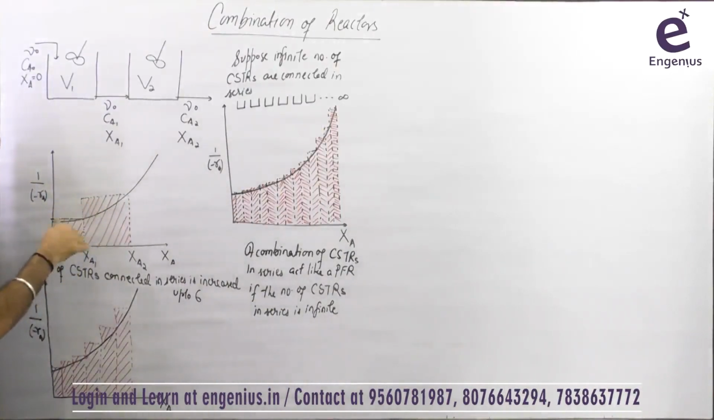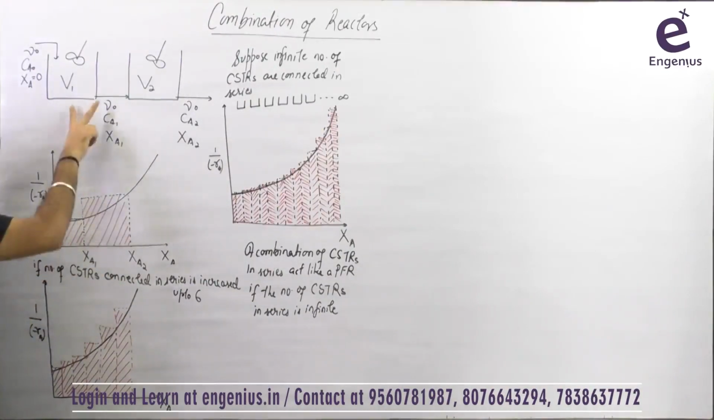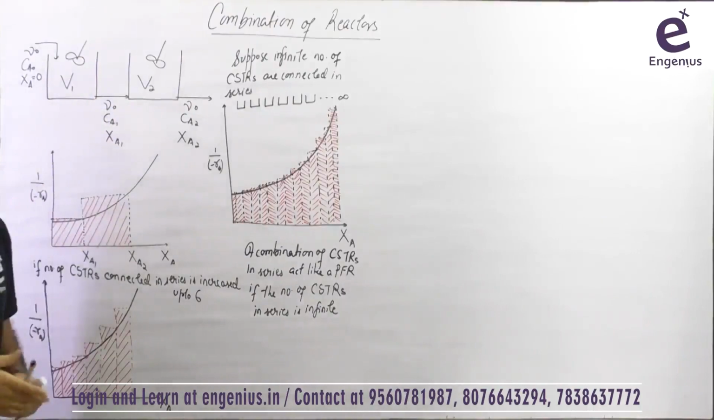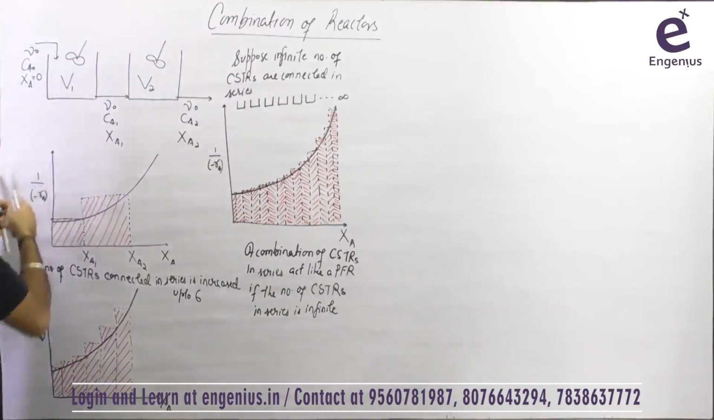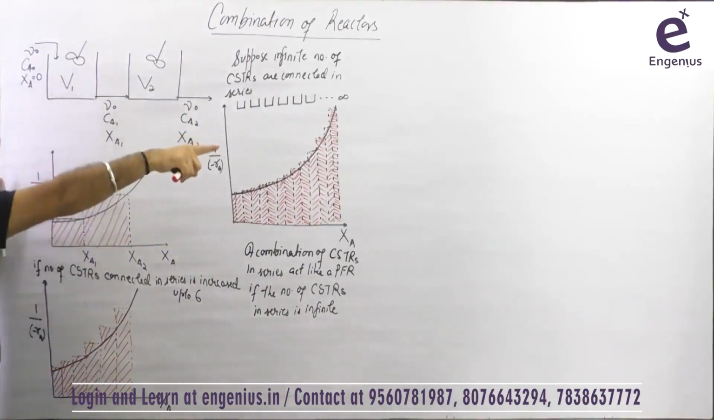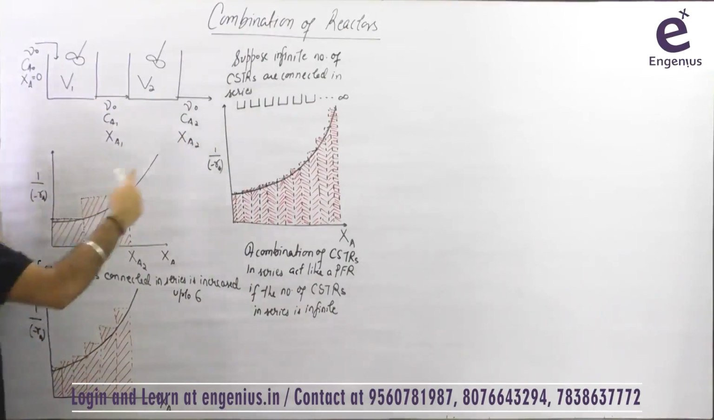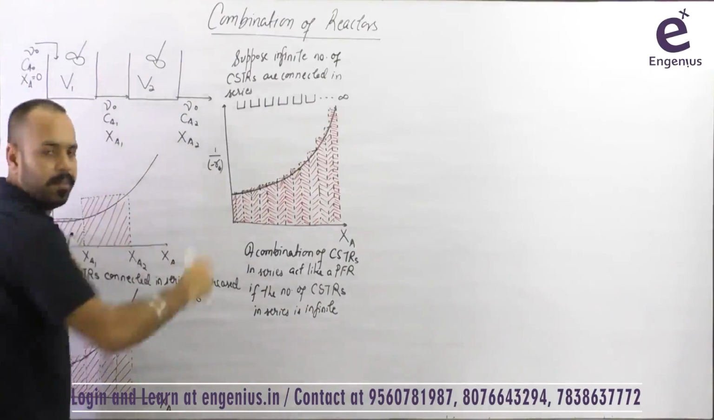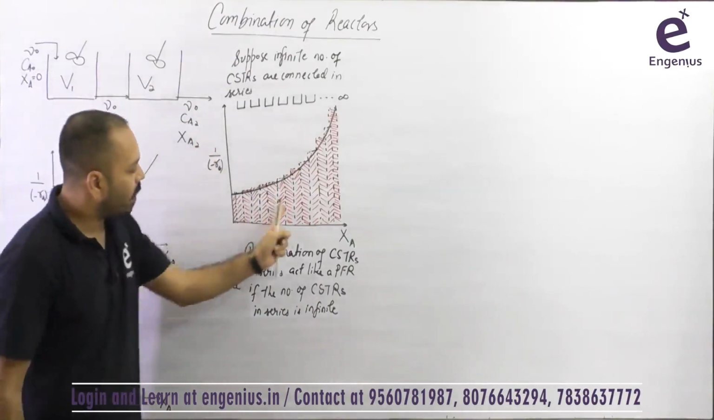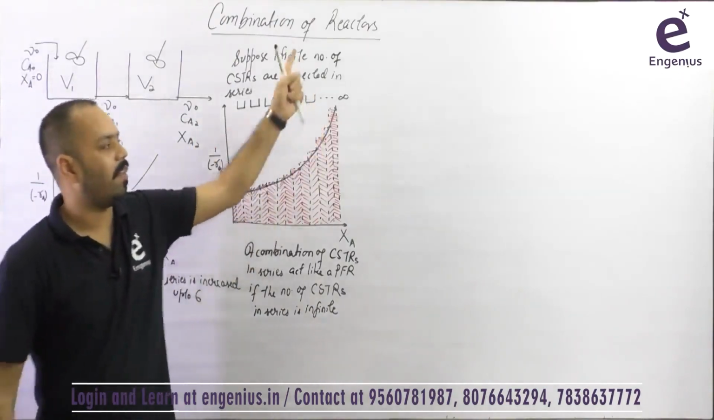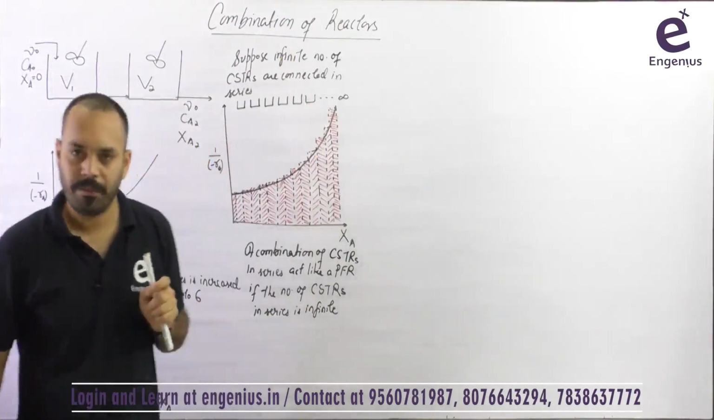This area is significantly different than the area under the curve. So the system of 2 CSTRs connected in series is a little bit closer to the PFR behavior. The system of 6 CSTRs connected in series is further closer to the PFR behavior, and the system of infinite CSTRs connected in series is exactly like the PFR behavior.